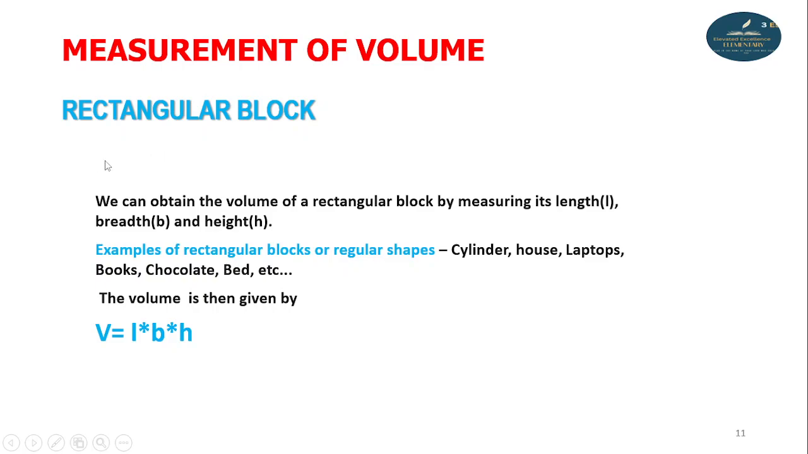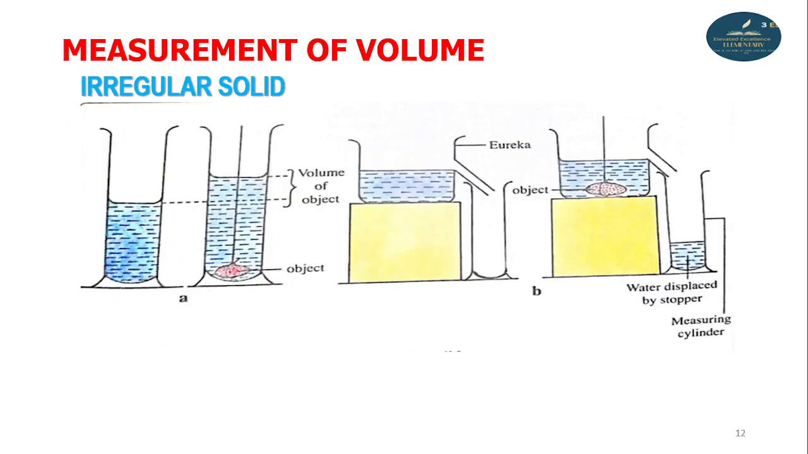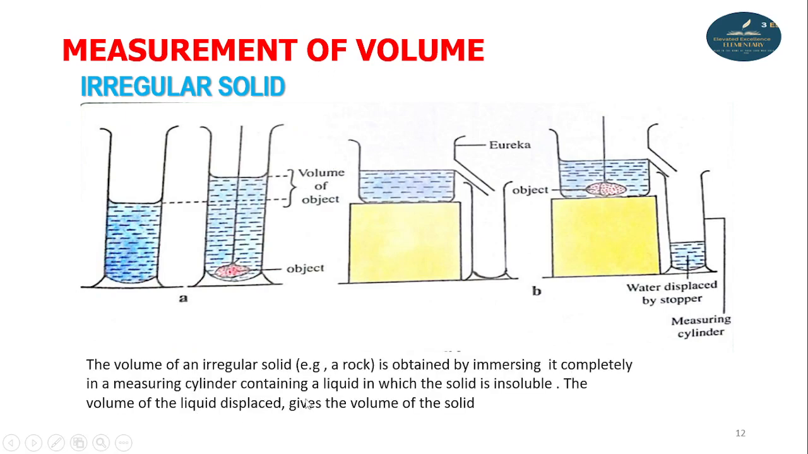But what of when we are measuring irregular blocks, those blocks whose length and breadth we cannot actually determine? Example is stone. So how do we do that? Measurement of volume, irregular solids. The volume of an irregular solid, e.g. rock, is obtained by immersing it completely in a measuring cylinder containing a liquid in which the solid is insoluble. The volume of the liquid displaced gives the volume of the solid.